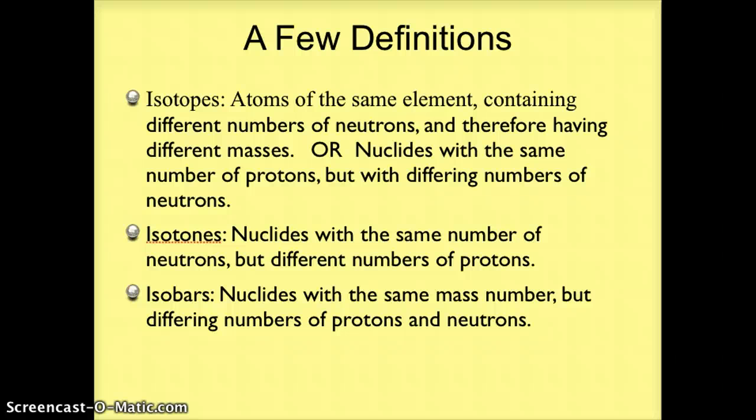Okay? Things that we've gone over before. So again, just replacing that term, an isotope is a nuclide with the same number of protons but a different number of neutrons. Isotones are nuclides with the same number of neutrons but a different number of protons. And then isobars are nuclides with the same mass but different numbers of protons. So atoms that have the same mass but have a different number of protons and neutrons and therefore are different elements.